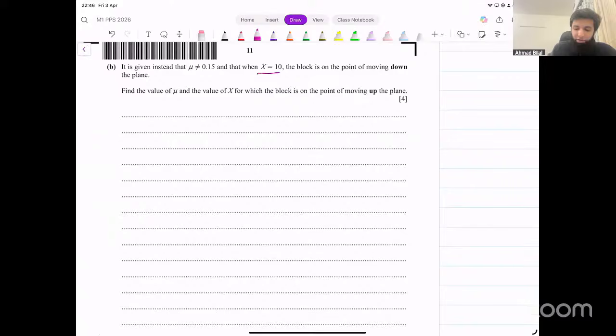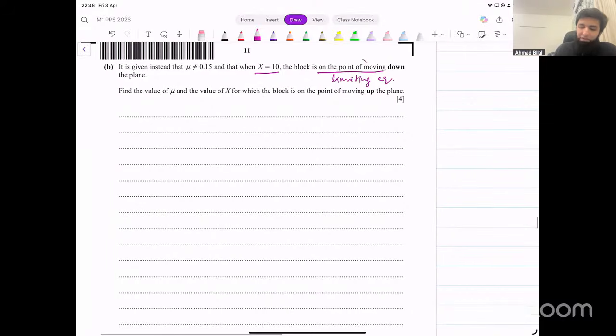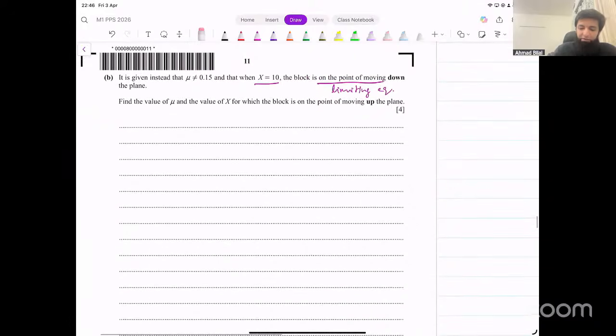Now x is equal to 10 and the block is on the point of moving down the plane. What does that tell you? Limiting equilibrium, right? This is limiting equilibrium. So it's a case of equilibrium now. Find the value of mu and the value of x for which the block is on the point of moving up the plane.